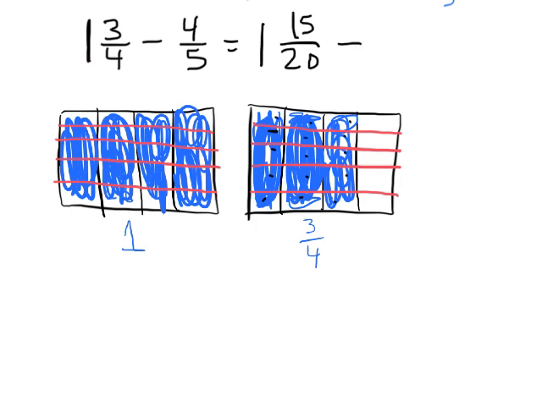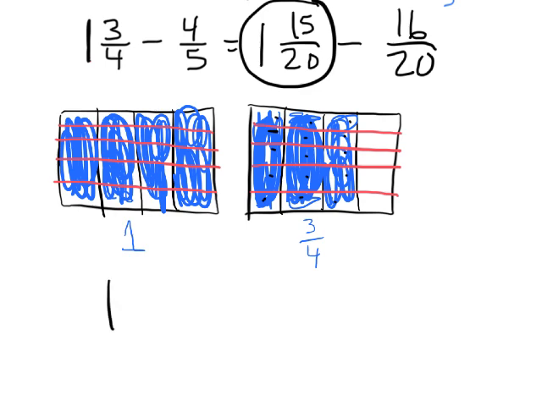15/20ths. And we're going to subtract out 4/5. Well, what does 4/5 look like? Well, 4/5 is going to have a denominator of 20, so it's going to be 16/20ths. All right, so we're going to subtract out 16/20ths. So one way we could do it is you could take this 1 15/20ths. I'm going to write it down here. 1 15/20ths, take away 16/20ths.